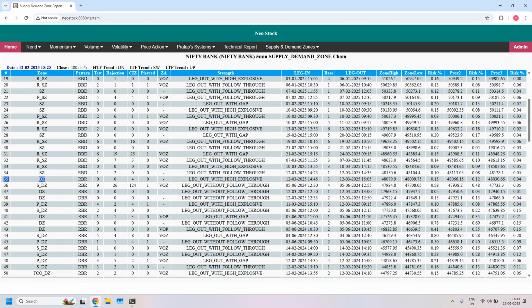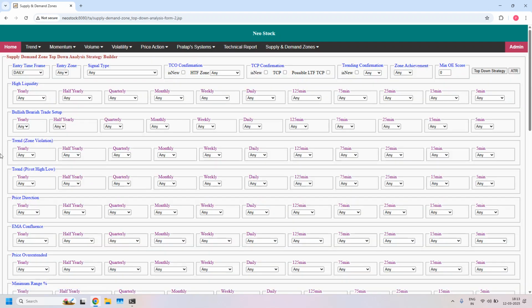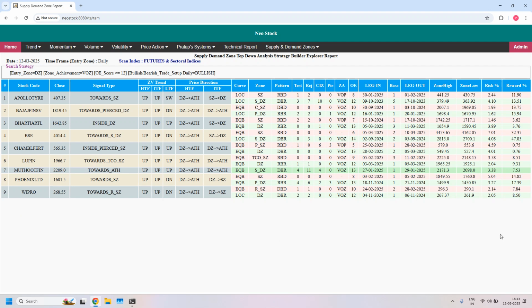Next we will look into bullish and bearish trade setups for monthly, weekly, daily and hourly income trades, starting with monthly income trade bullish trade setup. Entry time frame is daily. Entry zone is demand zone. In bullish or bearish trade setup at a daily time frame, I am selecting bullish. And the zone achievement should be violated opposing zone. Minimum odd enhancer score is 12. Let's filter. We got 9 stocks.